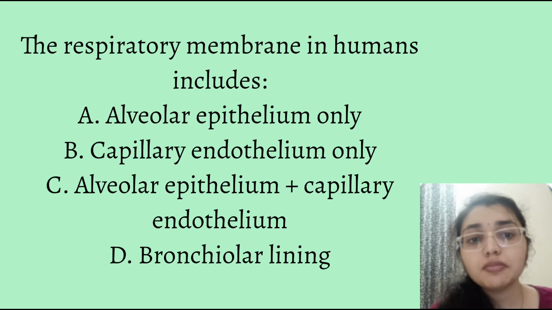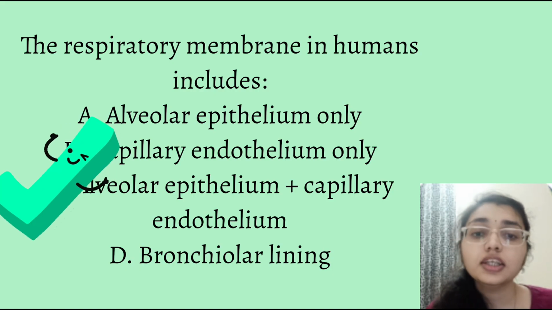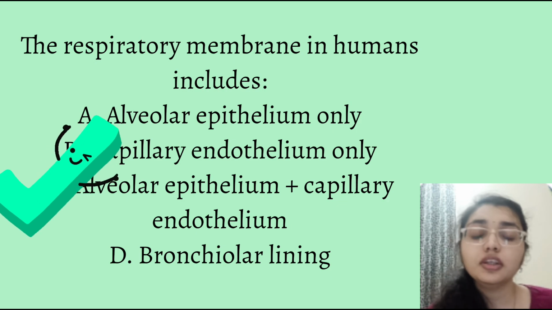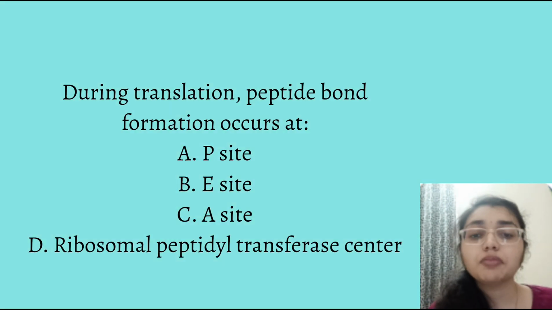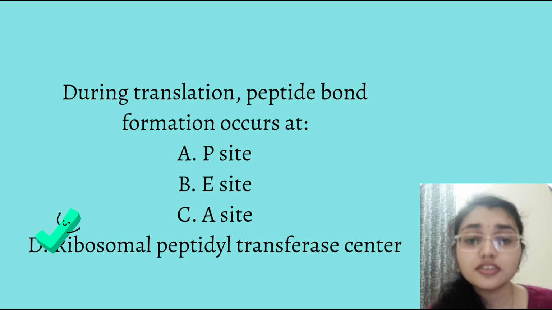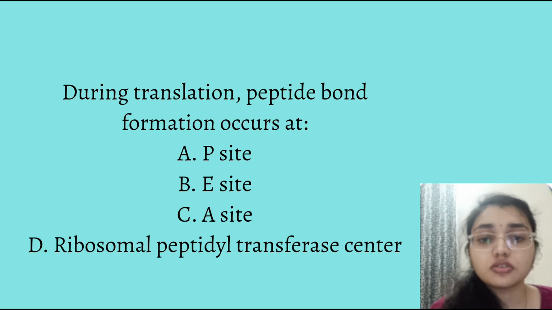The respiratory membrane in human, what does it include? The alveolar epithelium plus the capillary endothelium is the respiratory membrane that humans have. During translation, the peptide bond formation occurs in the ribosomal peptidyl transferase center. That is where during translation the peptide bond formation occurs.